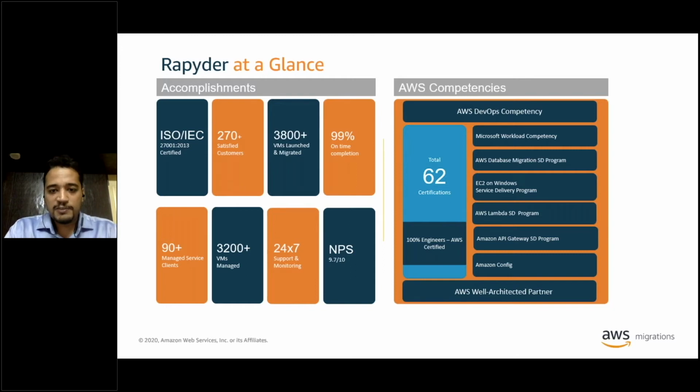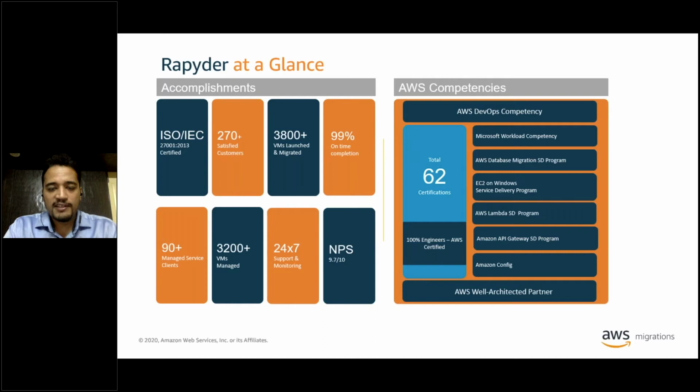From an AWS competencies perspective, we have close to 50 engineers in our delivery teams, and close to 62 certifications. I'm very proud to say all of our engineers are AWS certified, including our sales folks, who are cloud practitioner certified, right? When it comes to competencies, we have a variety of competencies in which we have done projects in the last 4 years or so. One is the DevOps competency, where we understand the customer's requirement, and I'll go a little deeper into CI/CD and app modernization and things like that.